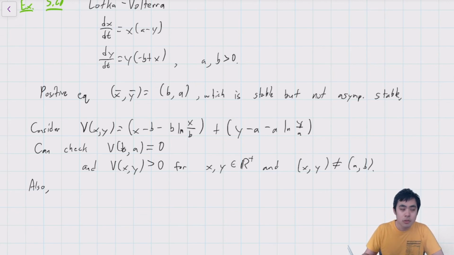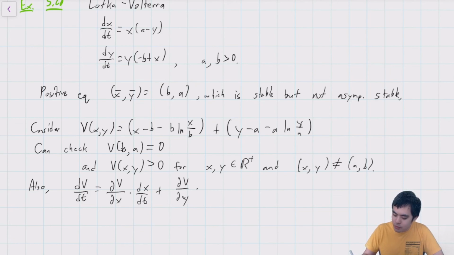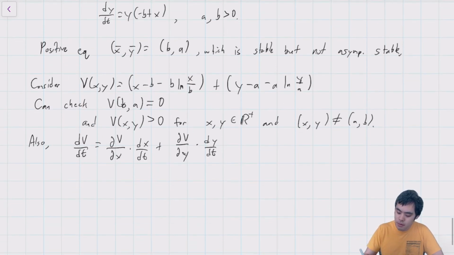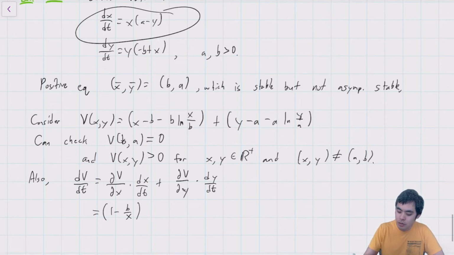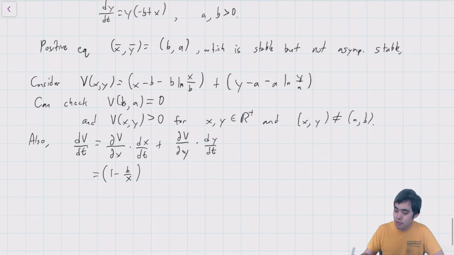Also, you'll note that dV/dt is equal to the partial with respect to x times dx/dt, plus dV/dy, that partial derivative, times dy/dt, which you can multiply out and take the derivatives. This is (1 minus b over x), since this is the partial derivative with respect to x, times the function up here, x times (a minus y), plus (1 minus a over y) times y times (minus b plus x).